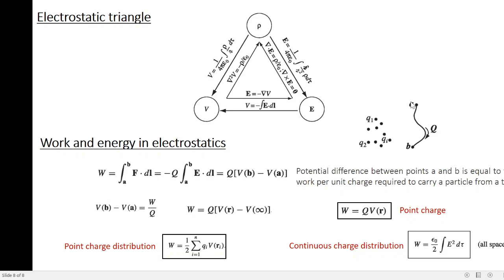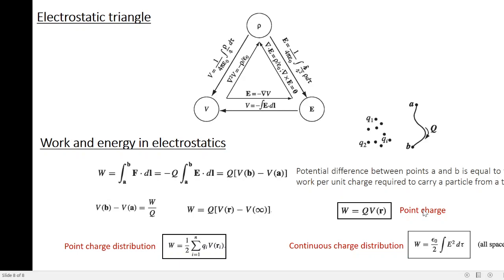Now the choice of the points A and B are quite arbitrary. You can put any positions here. So let's assume that I am moving charge Q from infinity. So A is infinity now to a point represented by position vector R. So you are moving from infinity to R. So this expression now becomes W equal to Q into V of R minus V of infinity. Since potential has a 1 over R dependence, at infinity potential is equal to 0, which means W equal to Q into V of R. So this is the case of point charge.